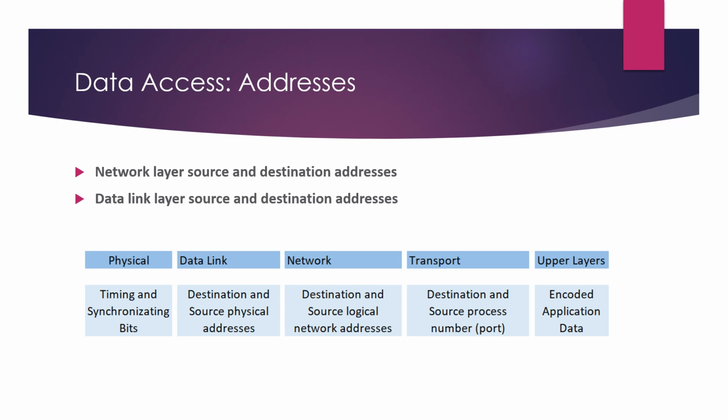The network layer source and destination addresses are responsible for delivering the IP packets from the original source to the final destination, which may be on the same network or even on a remote network. The data link layer source and destination addresses are responsible for delivering the data link frame from one network interface card to another network interface card on the same network.